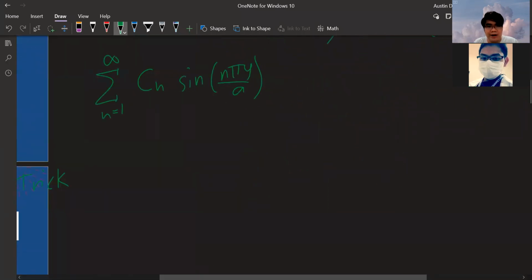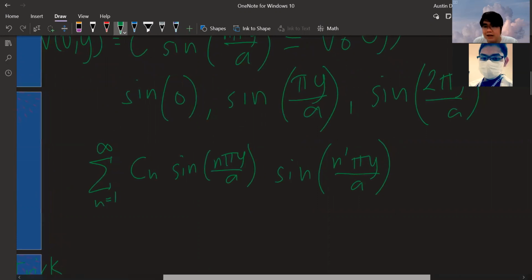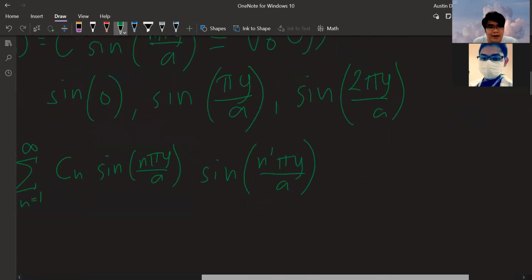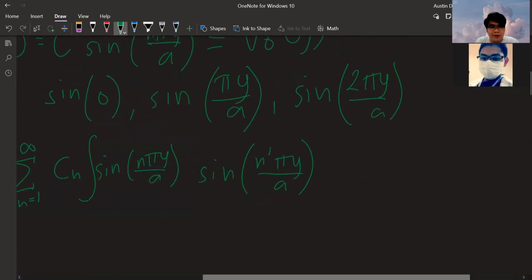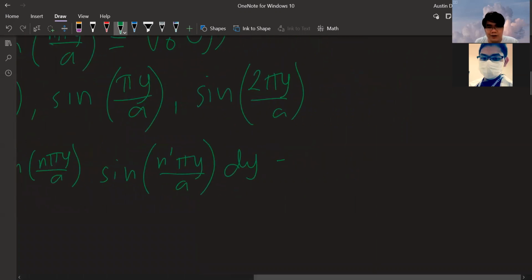Then I have to multiply by sine n prime pi y over a. So n prime is similar in nature to n; it can be an integer from 1 to infinity. And then I integrate that with respect to dy from 0 to a. And of course, whatever I do on the left, I also do on the right. So the right side will be the integral from 0 to a.